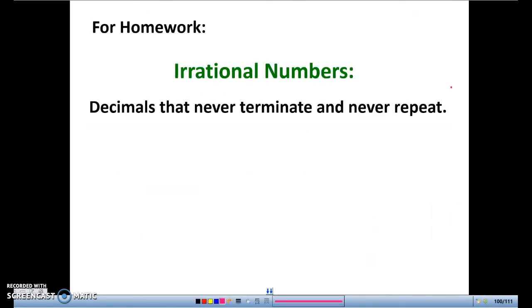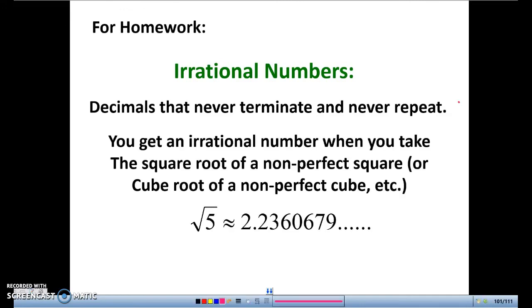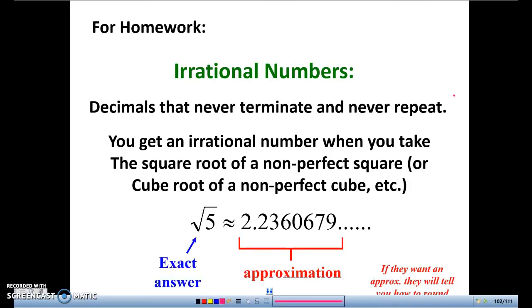All right, for your homework, this does come up. Let's go back over irrational numbers. This was in the first lesson. Irrational numbers are numbers that never terminate and never repeat. You get an irrational number when you take the square root of a non-perfect square, or the cube root of a non-perfect cube. Here's an example. The square root of 5 gives you a decimal that never terminates and never repeats. Now, if your homework asks for an exact answer, that's what they're looking for.